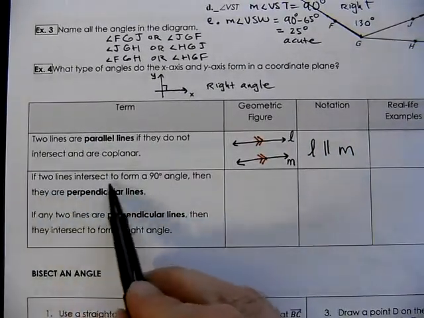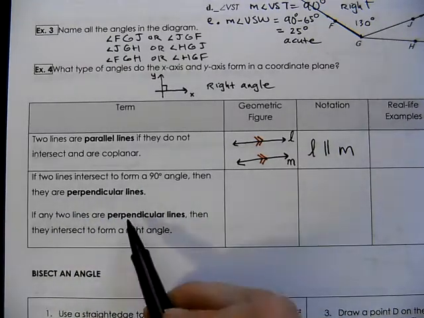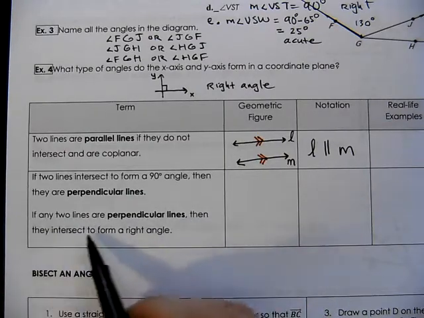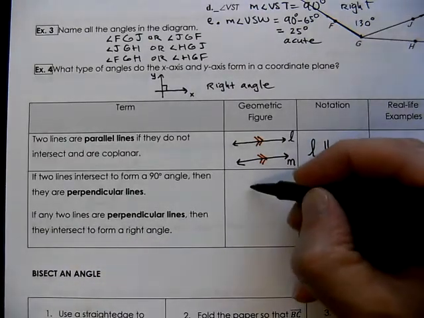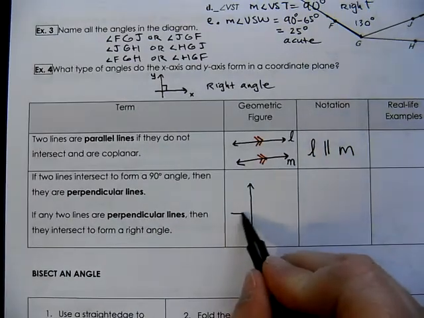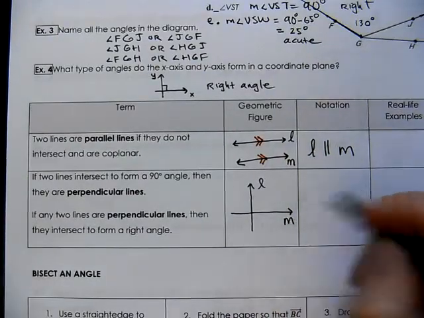If two lines intersect to form a 90-degree angle, then they are perpendicular lines. And this is the same idea, but in reverse. If any two lines are perpendicular lines, then they intersect to form a right angle. And we've been looking at this recently with our xy axis on the coordinate plane. So here we have line L, here we have line M.